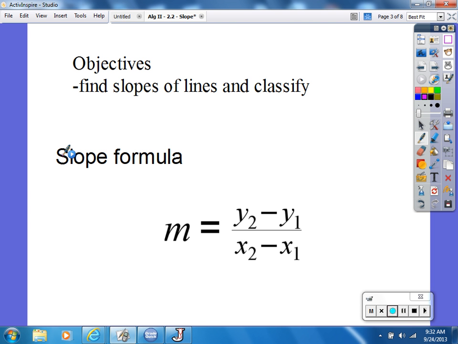Now, I always get asked, what do these little 2's mean and these little 1's mean? Well, the 1's mean that those 2 letters come from the first point. And the 2's mean those letters come from the second point. I recommend always labeling your points. I know it sounds silly, but you make less errors that way.